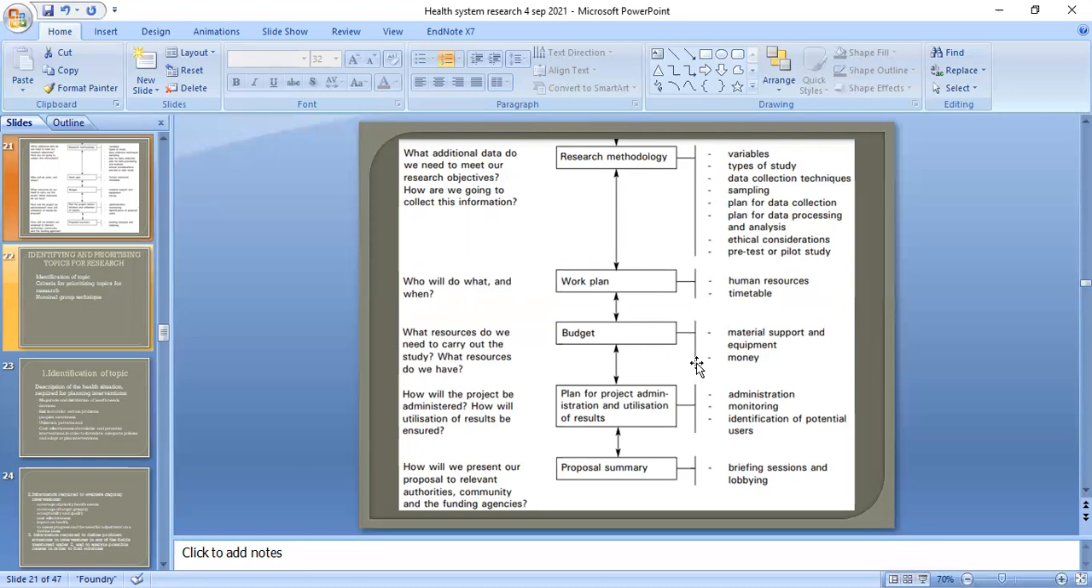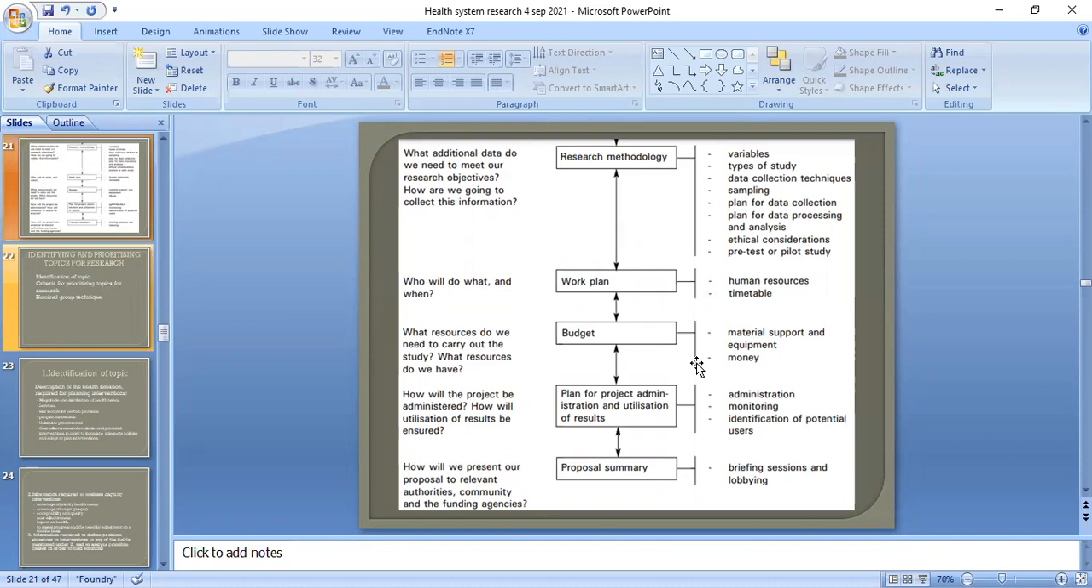The next step is the work plan. The question may arise: who will do what and when? It involves the human resources and timetable. The next is the budget. The important questions that may arise are: what resources do we need to carry out the study and what resources do we have? The elements in it are the availability of material support, availability of the equipment, and the finances.